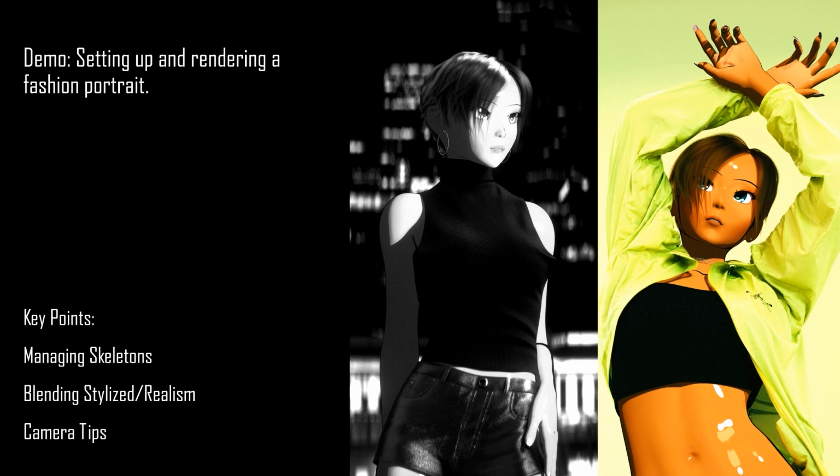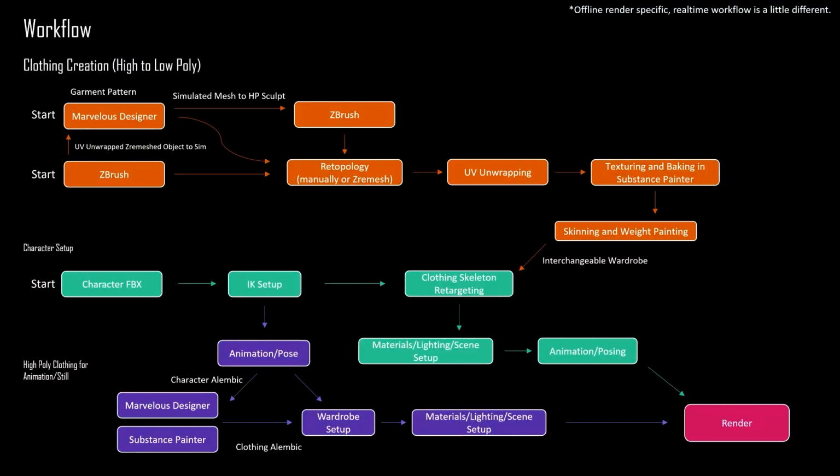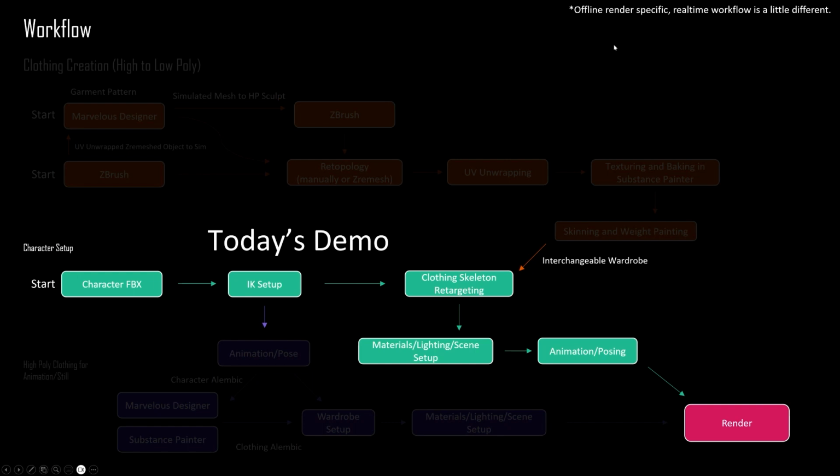You can see here, I start with Marvelous Designer, and then you can either use ZBrush as your starting point or go from Marvelous to ZBrush or back to back. And then I do a manual retopology from there, and then I UV unwrap that. Then I texture and bake in Substance, and then I skin it onto the character, but I make a duplicate of her skeleton. That way, with retargeting tools, I can have interchangeable clothing. And then today, for this demo specifically, we're just going to be focusing on the character setup.